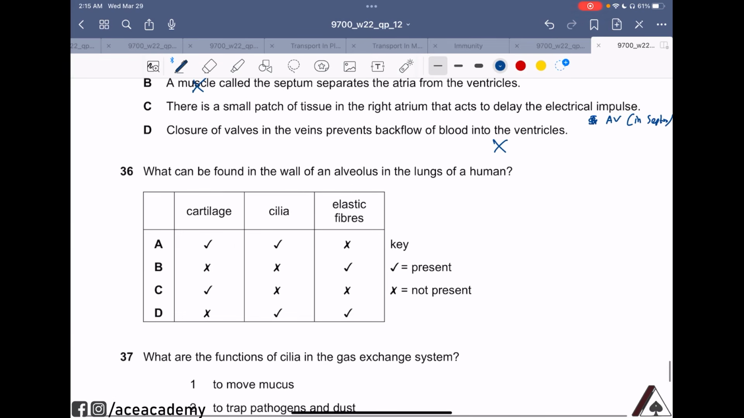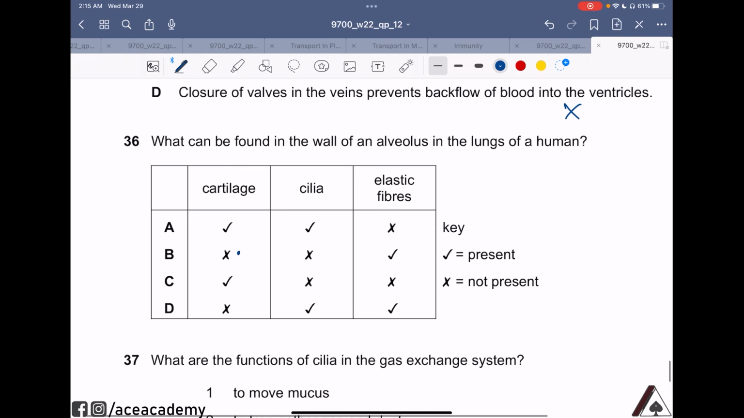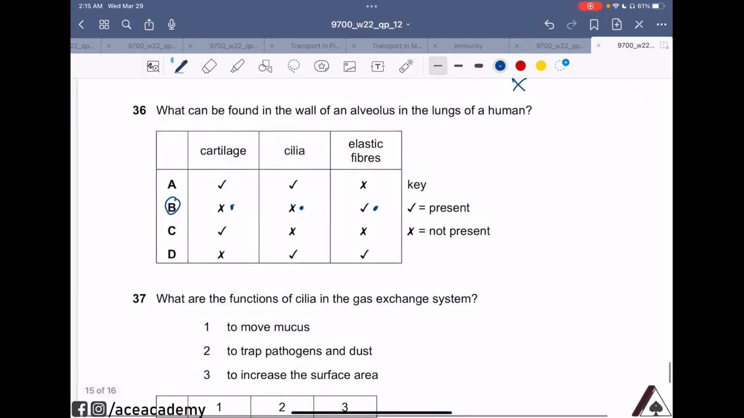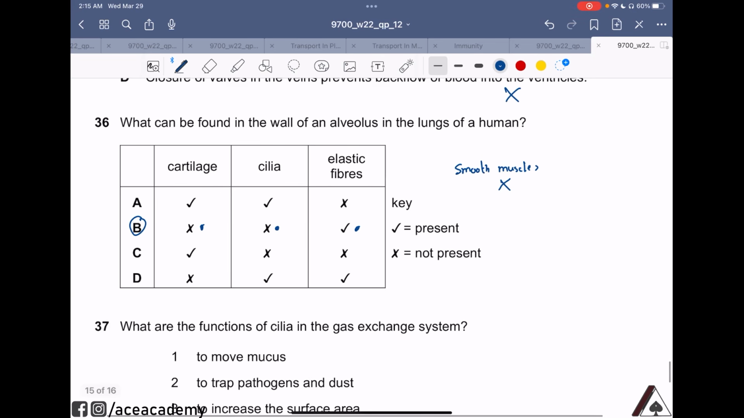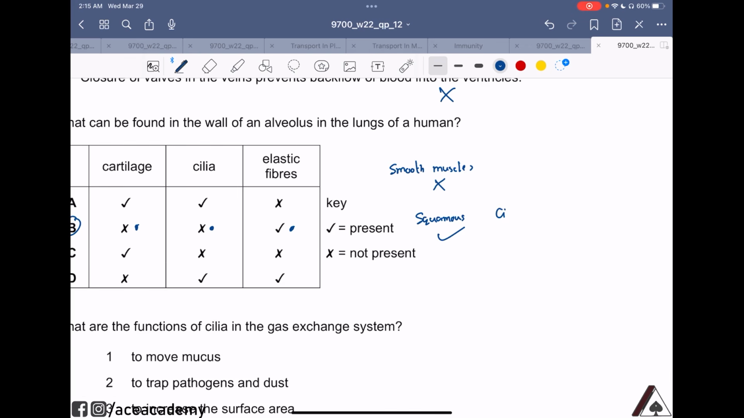36. What can be found in the cell wall of an alveolus in the lungs of a human? Cartilage? No, cartilage cannot be found. Cilia cannot be found as well. Elastic fiber? Well, elastic fiber can be found. So for 36, B is the correct option. Also, you have to know that smooth muscles are also not found. Then squamous epithelium is found. Ciliated epithelium is not found in alveoli. And then goblet cells are not found.